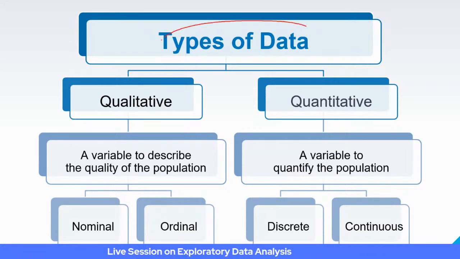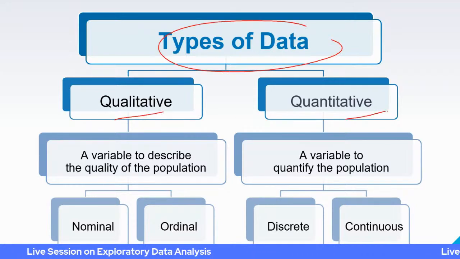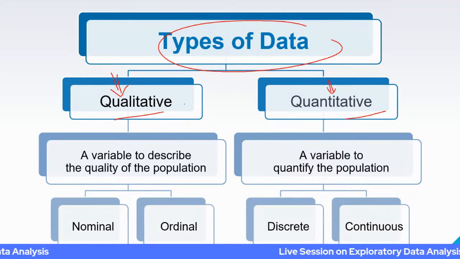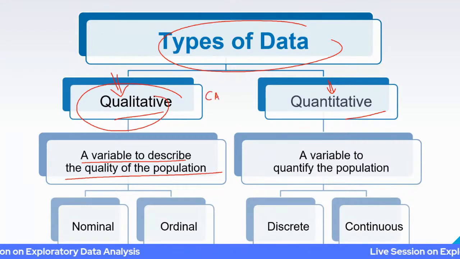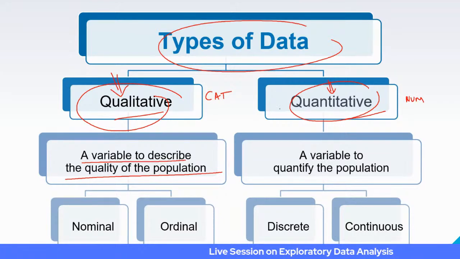So I already covered this part, types of data, which is qualitative and quantitative. Again, fancy names, don't get confused. Qualitative data means a variable to describe the quality of the population. Simply, qualitative means categorical data. Quantitative means numerical data. Fancy terms, that's it.